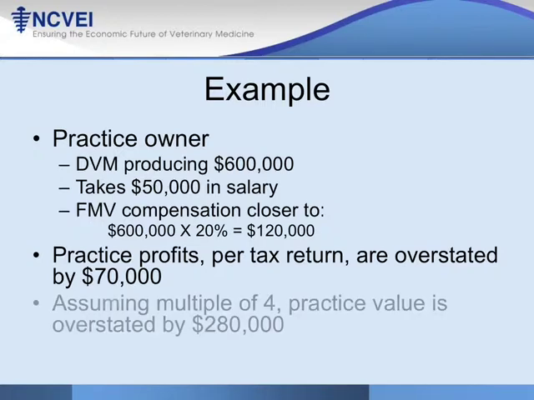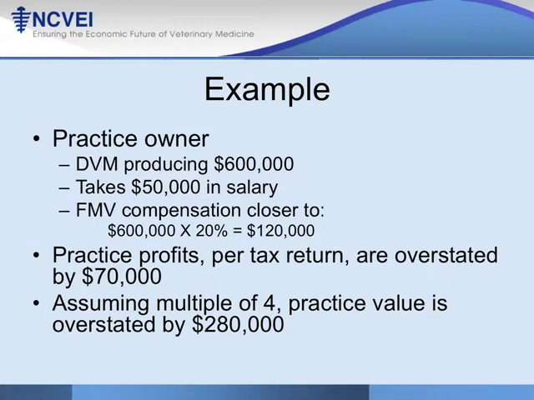If you assume that this practice has a multiple of 4, and I'll come back to the multiple concept in a minute, then practice value, if you just use the tax return to calculate the practice value, would be overstated by $280,000. The multiple is sometimes kind of a tricky concept, but let me just try to explain it simply for the purposes of this webinar.